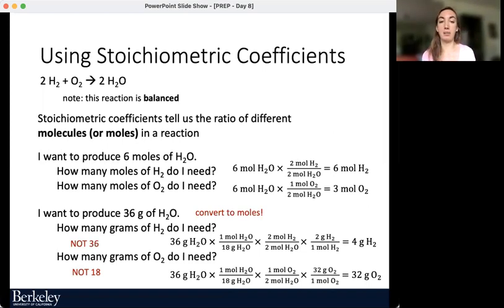But the point that I want you to take away from this slide is that if you want to use stoichiometric coefficients as a ratio between your two different reactants or products or whatever, you need to convert to moles. Those stoichiometric coefficients only apply to moles. That's why this unit conversion is in moles of H2 over moles of H2O. So questions conceptually on why I'm doing this or how I'm doing this?